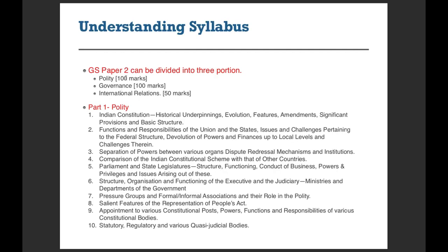So basically, the general studies paper 2, which is our focus, I have divided into three portions: the polity, which generally comes to 100 marks, varying from 90 to 110, the second portion is governance, which is also 100 marks, and the third is international relations of 50 marks. So in this series of lectures I am planning to cover the polity portion.